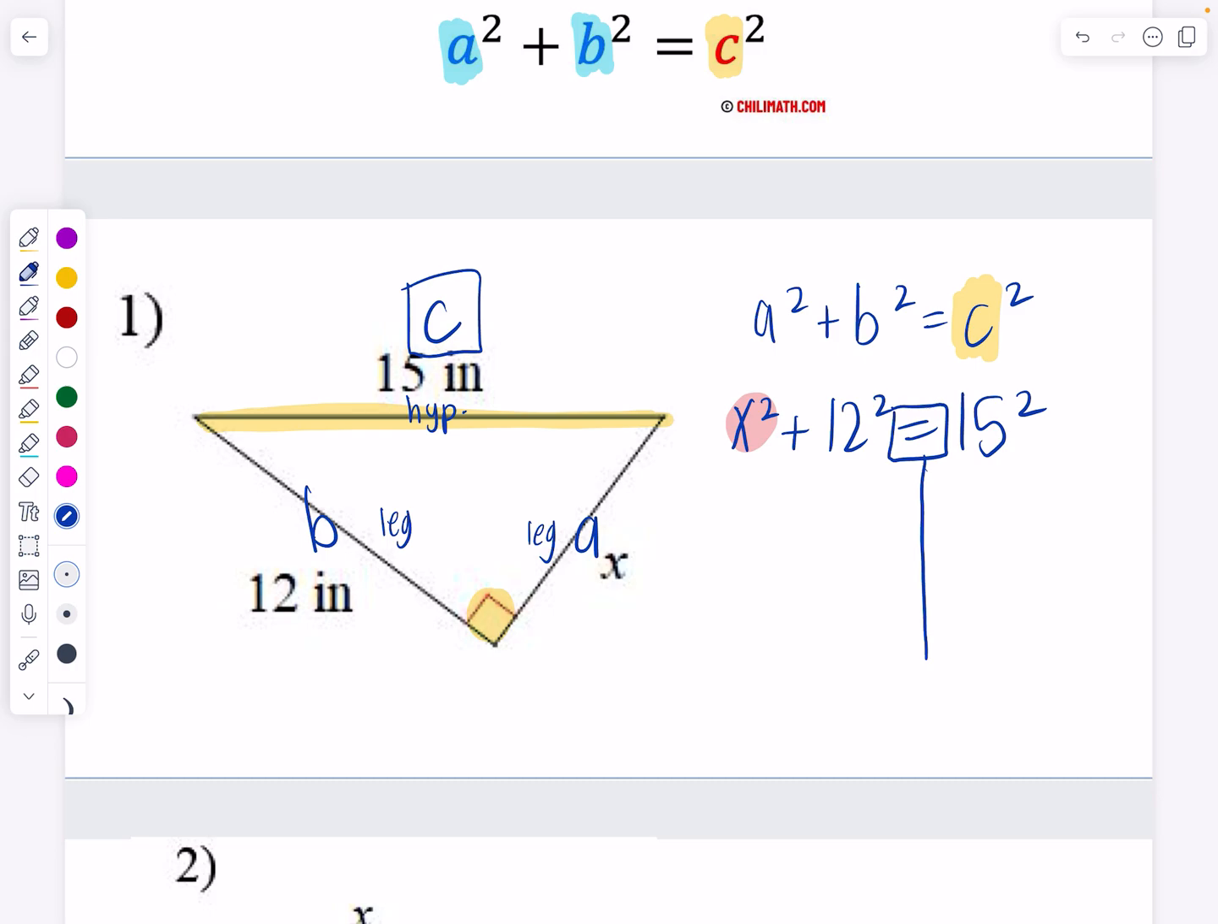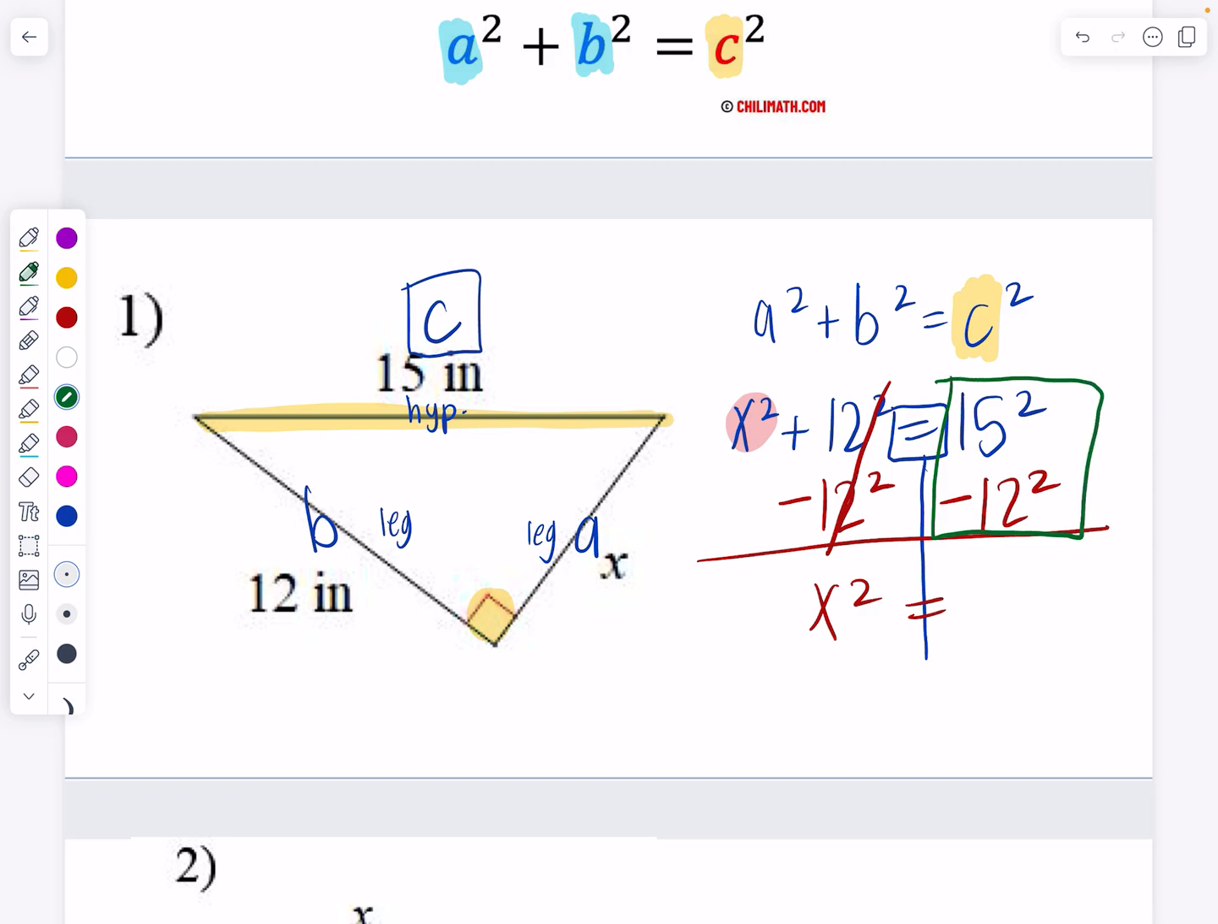So what is the opposite of plus 12 squared? The opposite of plus 12 squared is going to be minus 12 squared. So we're going to subtract 12 squared from both sides. And then we get x squared equals, and you're going to type this into your calculator exactly as you see it. So we're going to type in this whole thing, 15 squared minus 12 squared.